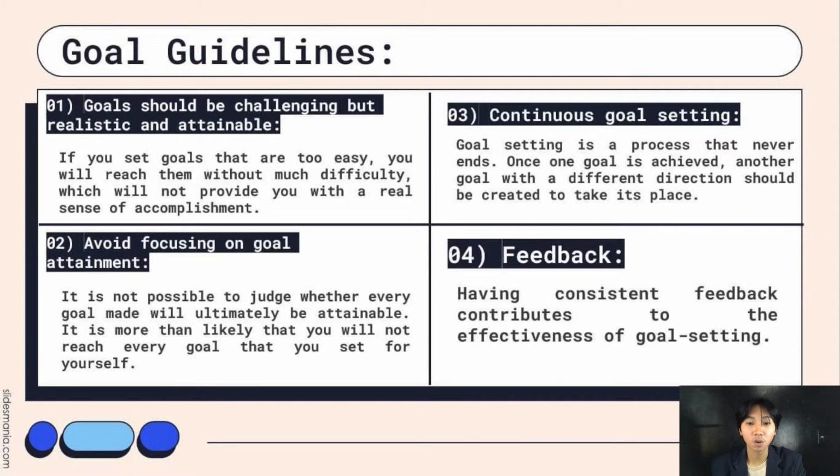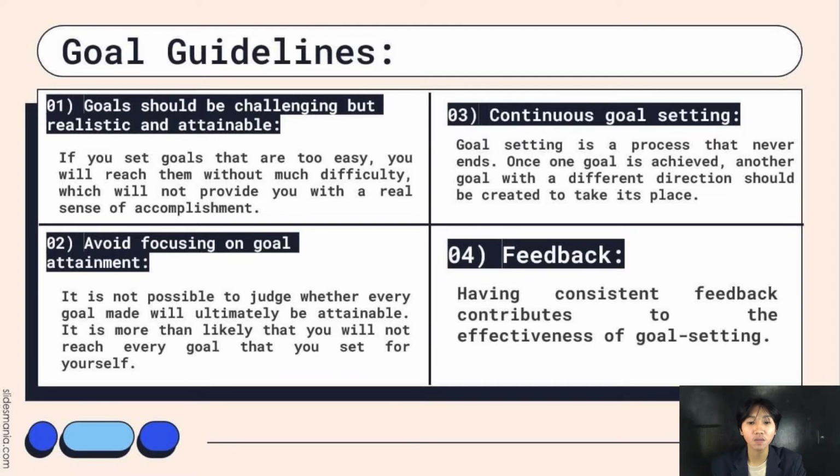If you set goals that are too easy, you will reach them without much difficulty, which will not provide you with a real sense of accomplishment. In choosing your goal in life, it should be realistic, or having a sensible and practical idea of what you can achieve, but at the same time, it is challenging. You need to push yourself to your limits because sometimes it is more fun challenging yourself.